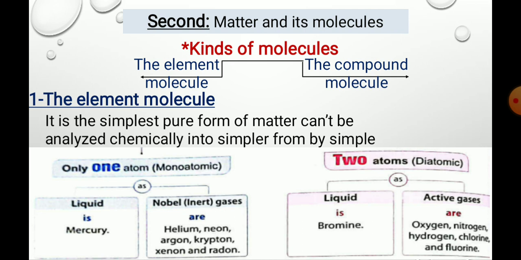About monoatomic, we have examples such as liquids and noble gases. Liquid such as mercury. And noble gases: helium, neon, argon, krypton, xenon, radon. About diatomic, we have a liquid, bromine, and active gases: oxygen, nitrogen, hydrogen, chlorine, and fluorine. So noble gases are monoatomic, and the active gases are diatomic. The liquid of monoatomic is mercury, and the liquid of diatomic is bromine.